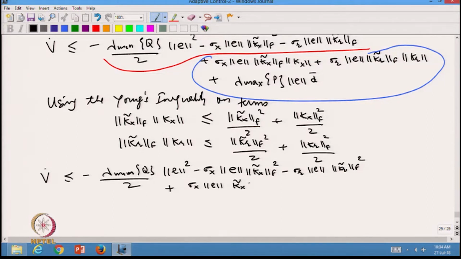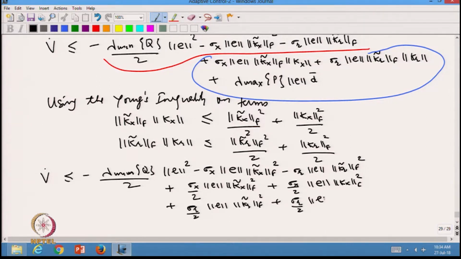kx by 2 plus sigma x over 2 E kx square plus sigma r over 2 norm of E kr, plus, of course, we have the disturbance term.